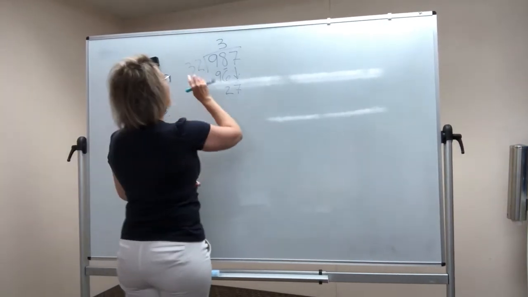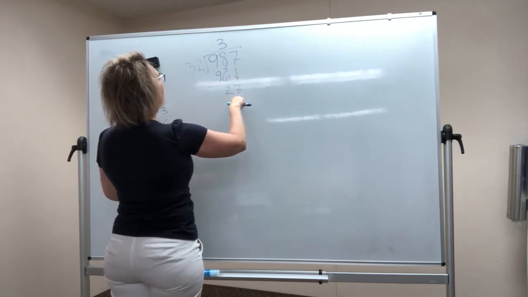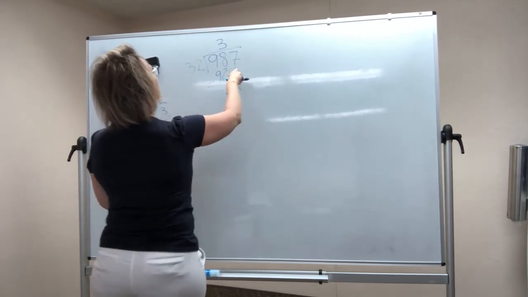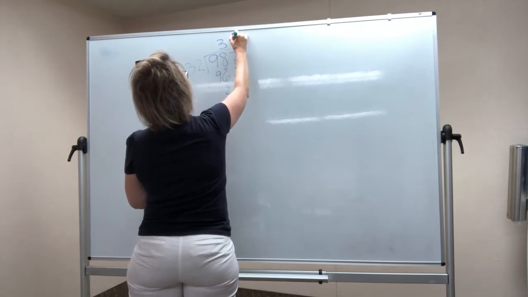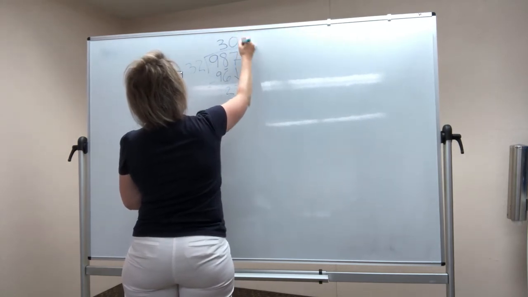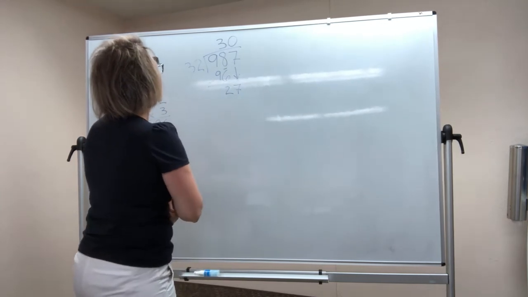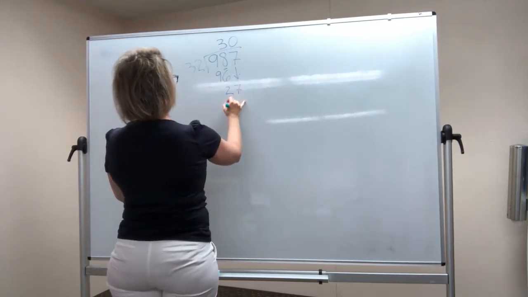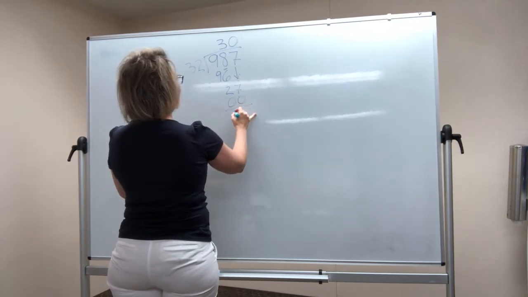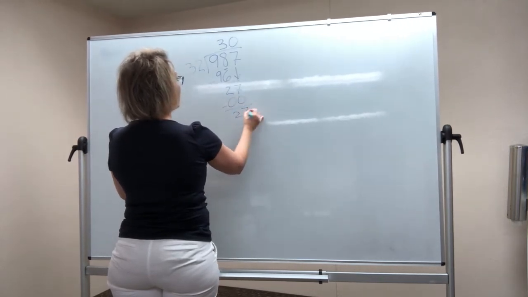Okay. 32 will not go into this, so I have to put a 0, okay? It goes in 0 times. 0 times 32 is 0, and when I subtract, I have 27 left over.